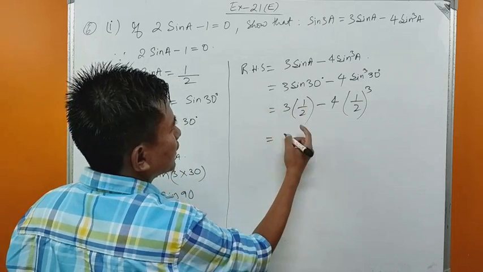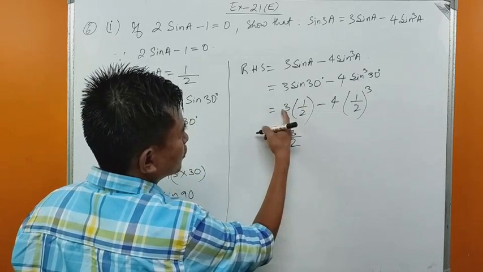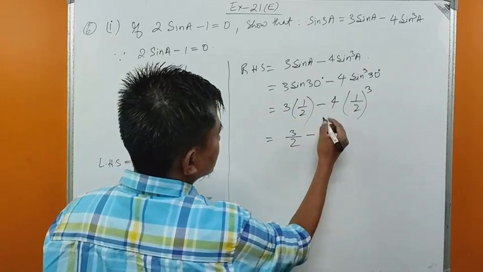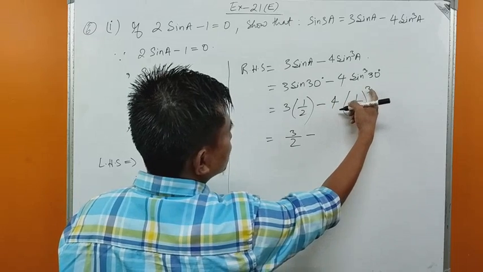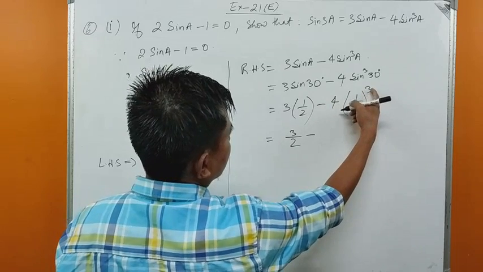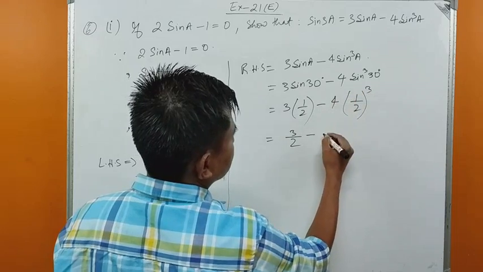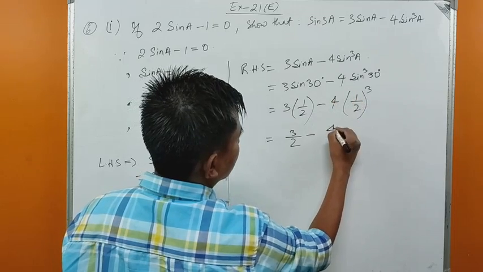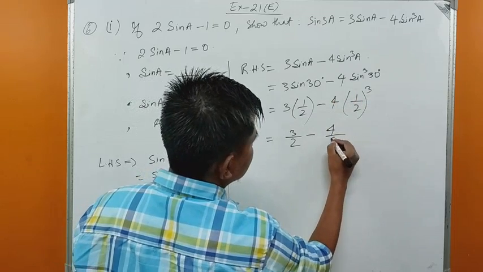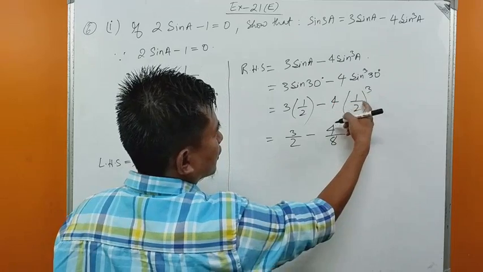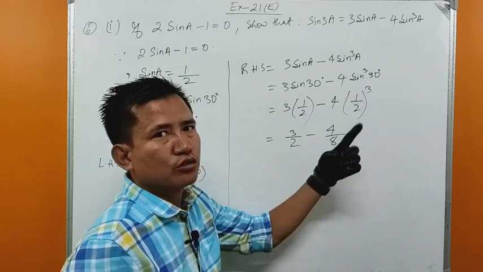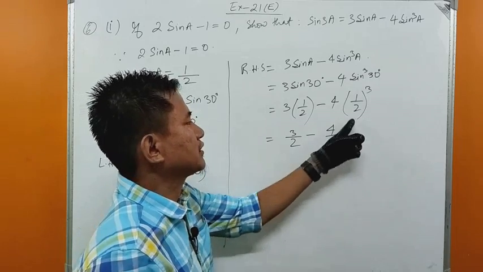So 3 ones are 3, and in the denominator we have 2. Minus 4, so 1 cubed is 1, isn't it? Minus into plus is minus. 4 ones are 4, and 2 cubed is 8. What is 2 cubed? 2 into 2 into 2. 2 multiplied 3 times is 8, isn't it?